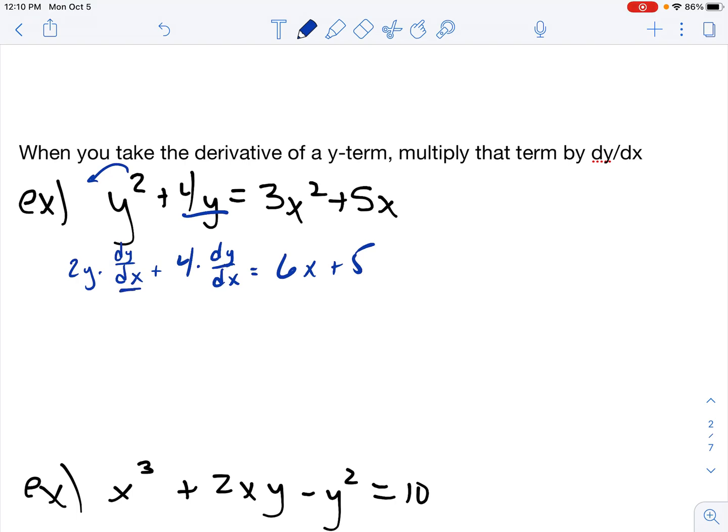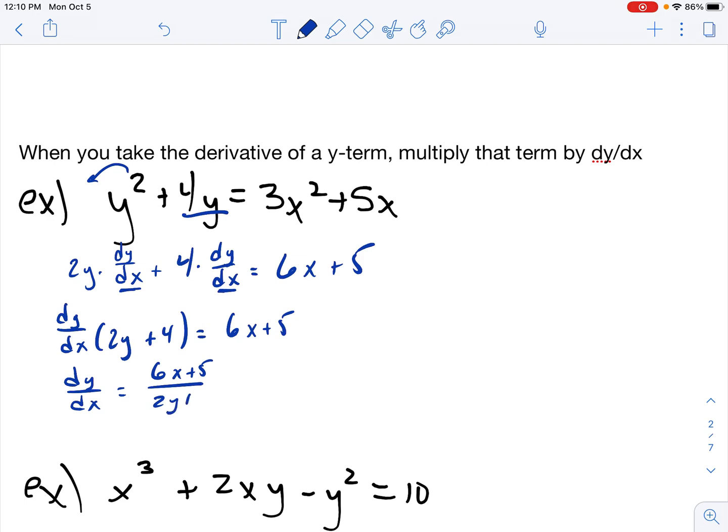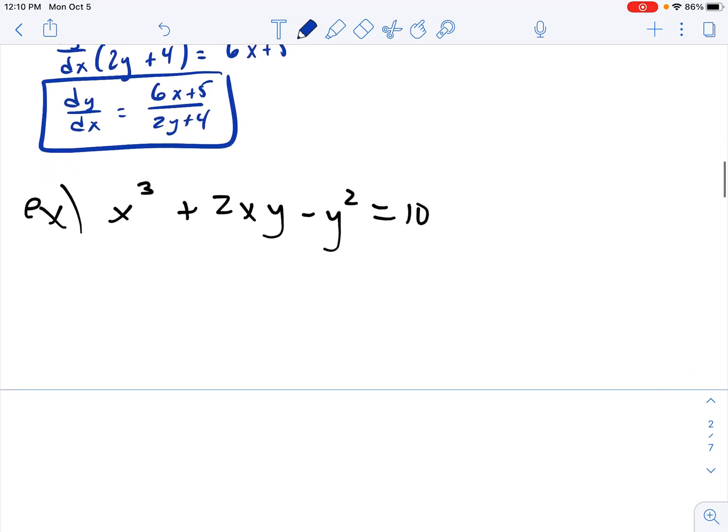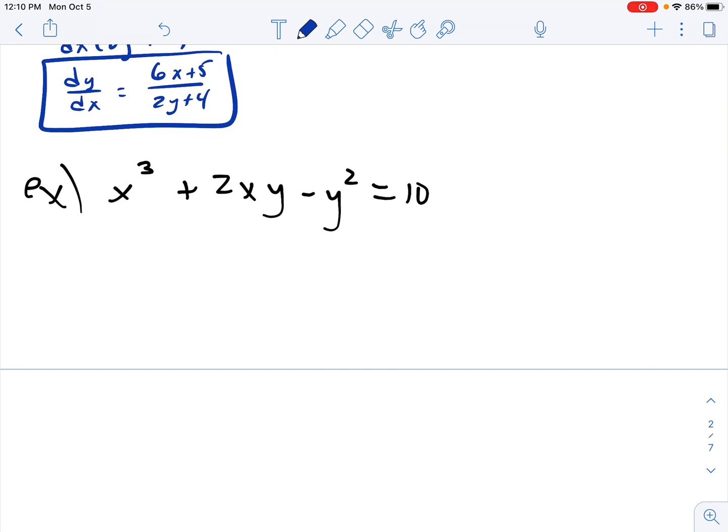Here we want to get dy dx by itself. I notice it's in 2 terms, so what I can do is factor that out. And now if I divide by the quantity, we will have our rate of change, 6x plus 5 over 2y plus 4. And there's the derivative. Okay. And let's move on to the next one. Okay, and again, same instructions here, finding dy dx.